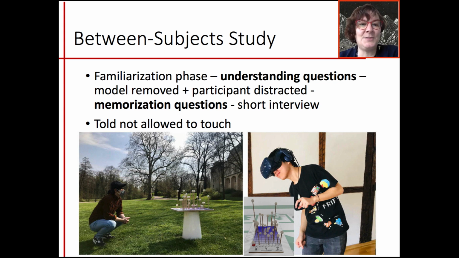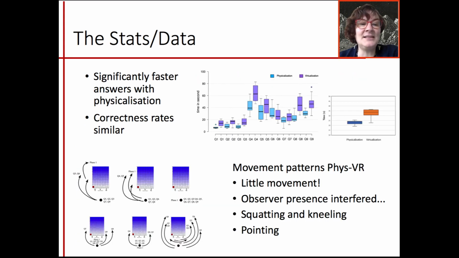In both conditions, participants were told they weren't allowed to touch the model. We had a convenient sample of participants, and as you can see, the physical version was done outside in a park. Our findings? The results indicate a considerably lower response times with the physicalization. So this is significantly faster. The light blue bars are visibly lower, and there's only one outlier question. Regarding short-term memorability, there's no evidence of differences between physicalization and virtualization.